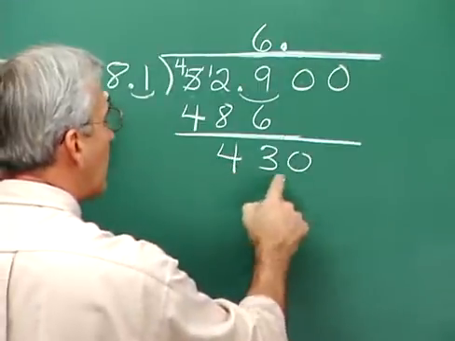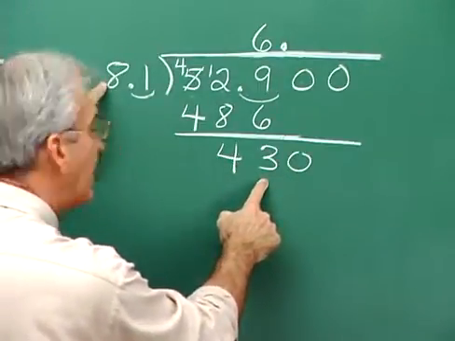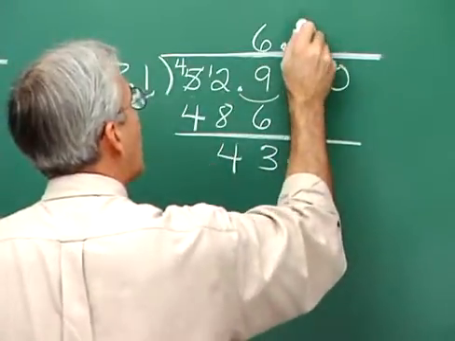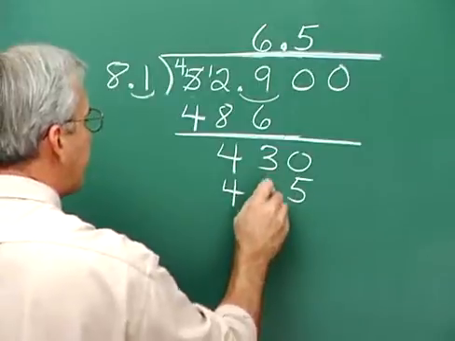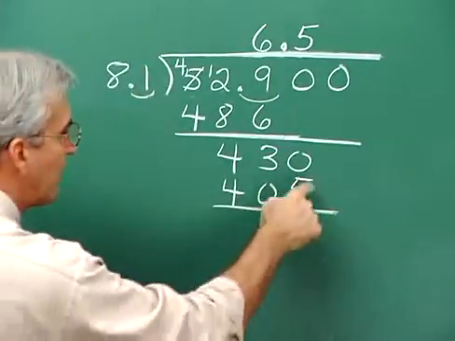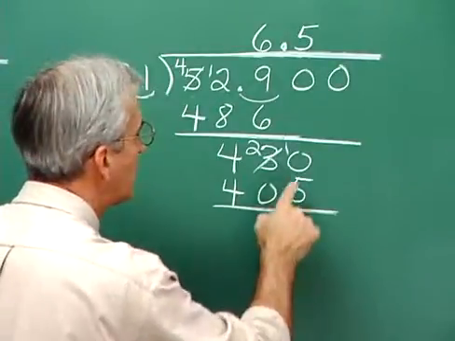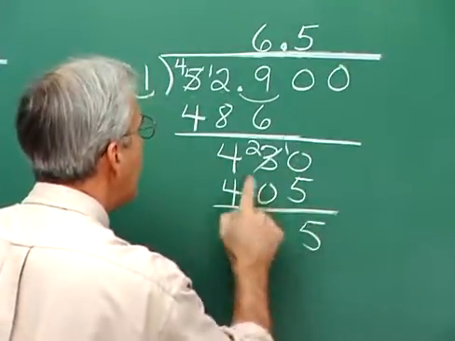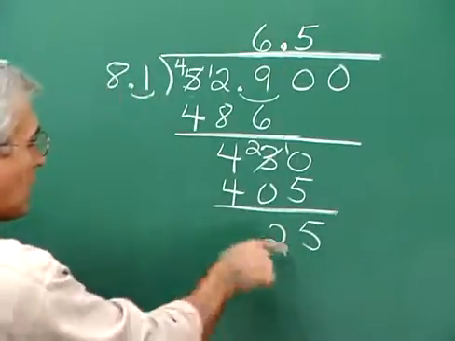81 into 430. I'm thinking about 8 into 43. Oh, that would be 5. So let's try 5 here. 5 times 1, 5. 5 times 8, 40. Subtract, let's see, 5 from 0 won't go. Borrow from the 3, it becomes a 2. The one that we borrow makes this 10. 10 minus 5, 5. 2 minus 0, 2. We're okay here. All right, so 25.